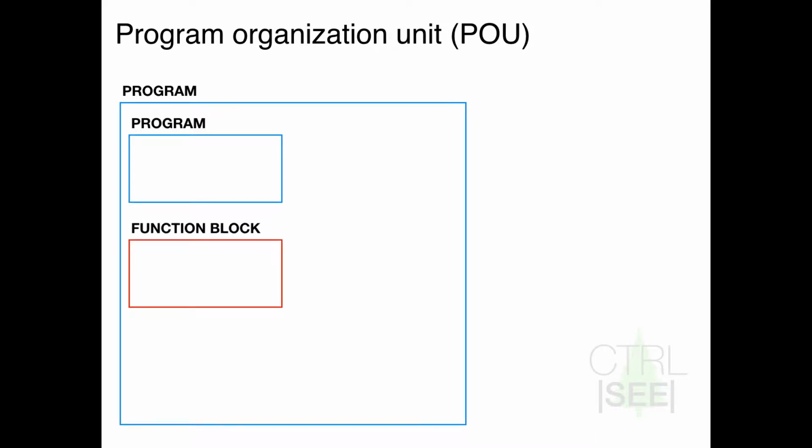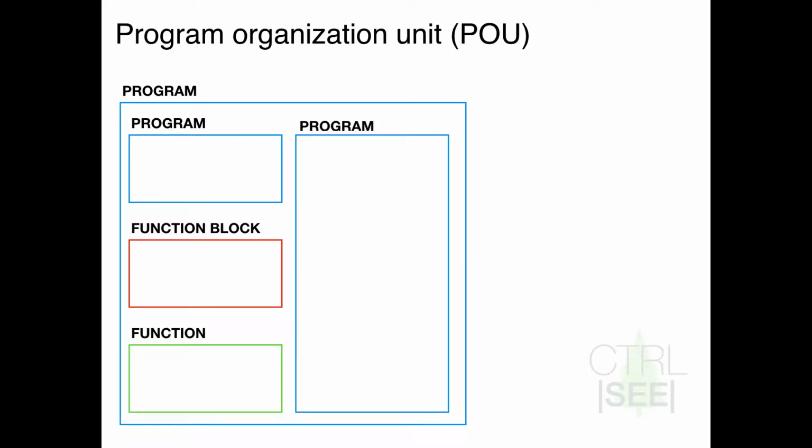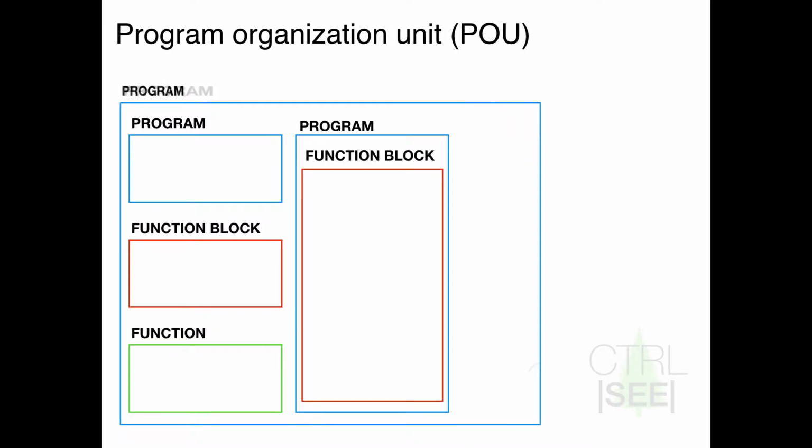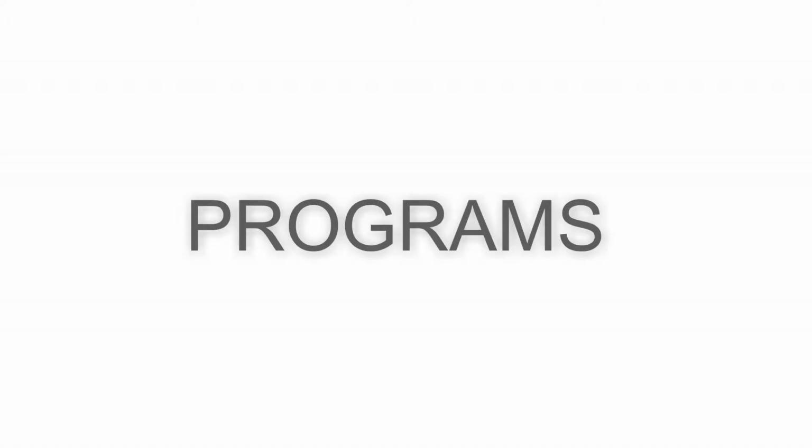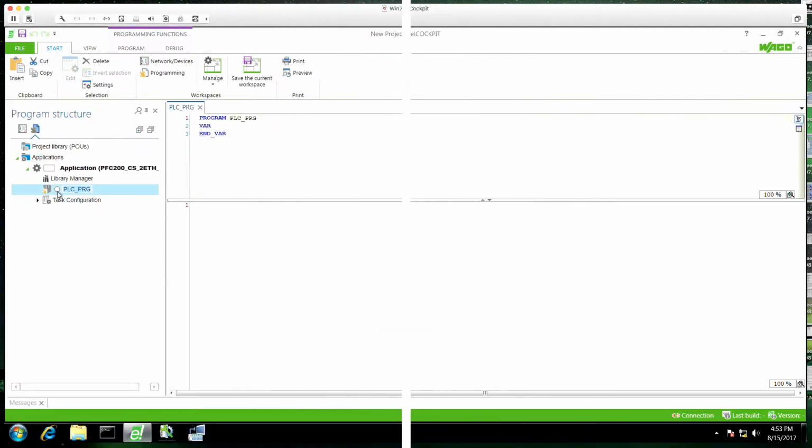Now, just as an example of how these might be used, you can see I've got a program that's running its own separate program looped inside, calls a function block, and uses a function. That looped program could also have function blocks and functions inside, and then you can get very abstract with these and how they're used. First, we'll talk about programs.